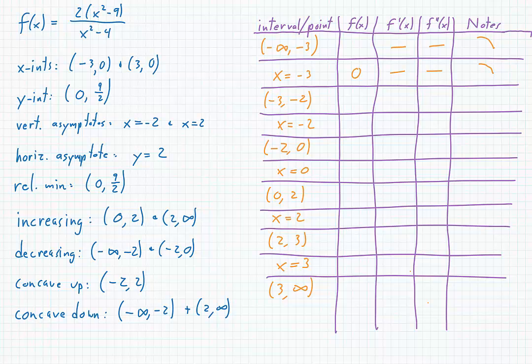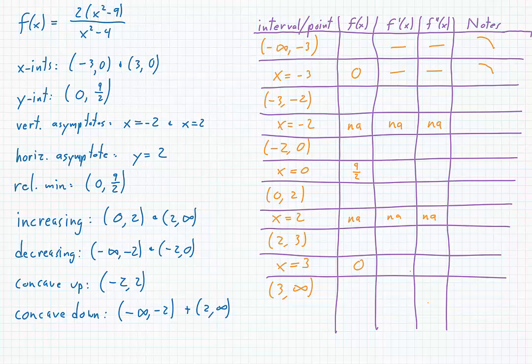So when x is negative 2, there is no value. This is a vertical asymptote, so I'm going to type in NA here. Doesn't make any sense. As a matter of fact, these are all going to be NA because it's a vertical asymptote. When x is equal to 0, y is 9/2. We know that is both a y-intercept and a relative minimum. When x is 2, vertical asymptote again, so none of these things apply. And when x is 3, we get back to another x-intercept. So the y value is 0.